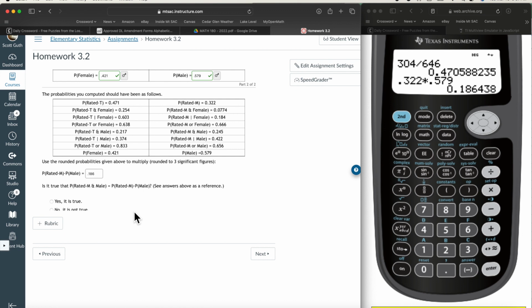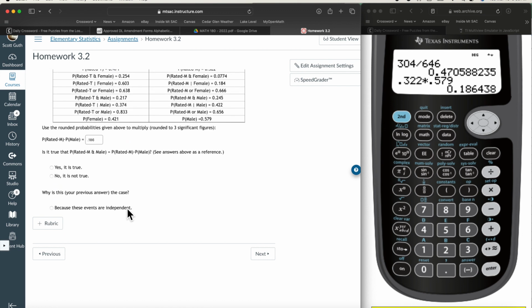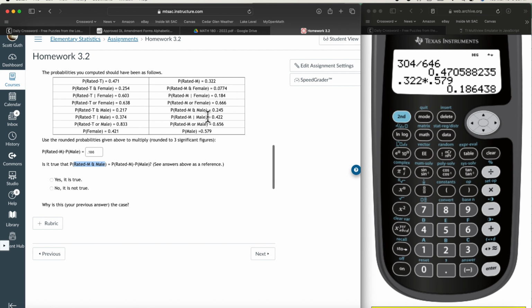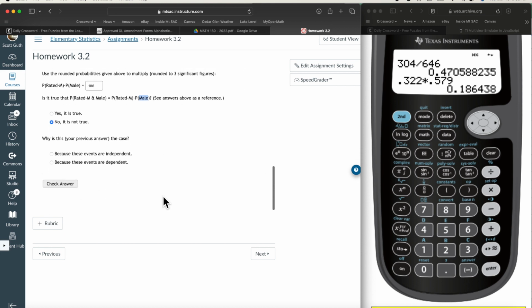Okay, now for these to be independent, the probability of being rated M and male should be the product of these two numbers, which I did up here. So rated M and male up here was 0.245, and that's different from 0.186, which is probability of being rated M times probability of male. Because those are not equal, the events have to be dependent.